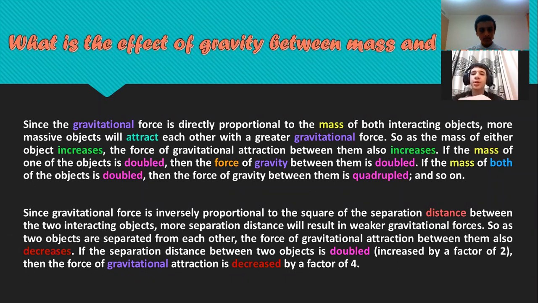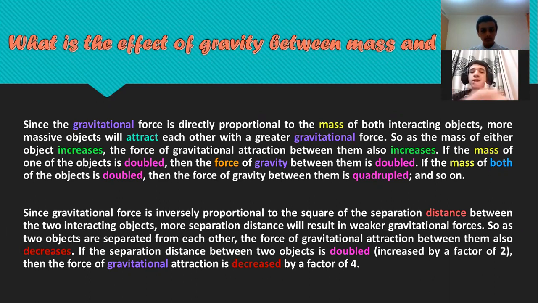What is the effect of gravity between mass and distance? Since the gravitational force is directly proportional to the mass of both interacting objects, more massive objects will attract each other with a greater gravitational force. So as the mass of either object increases, the force of gravitational attraction between them will also increase by the same factor.